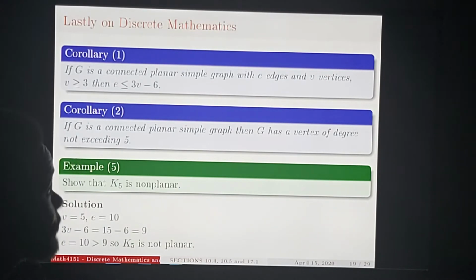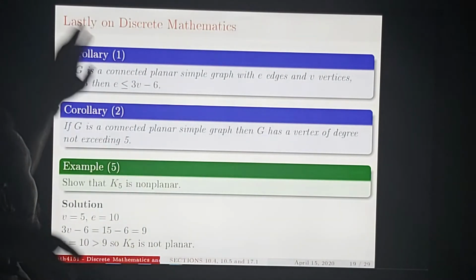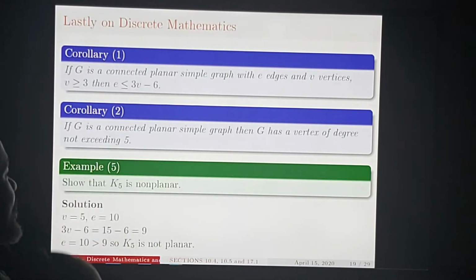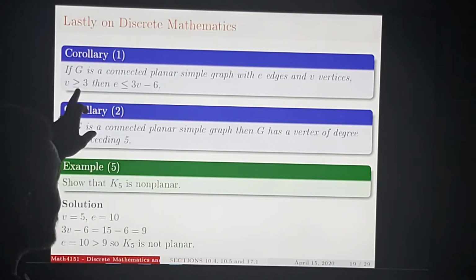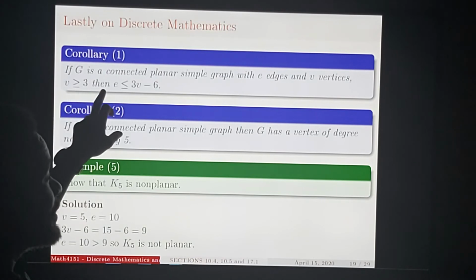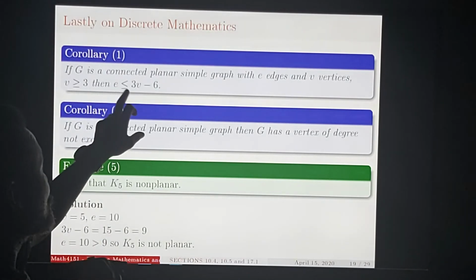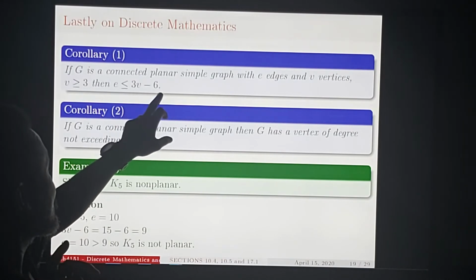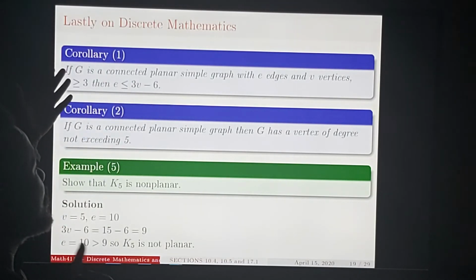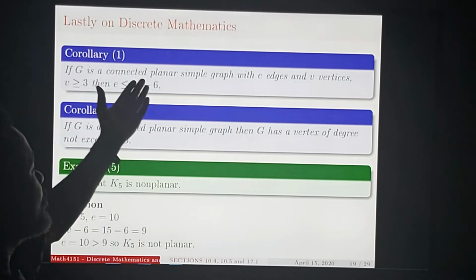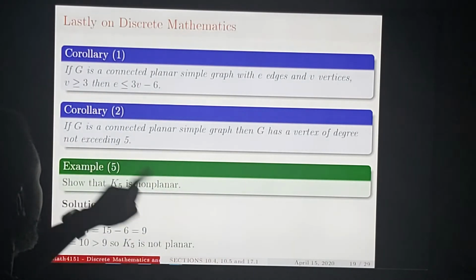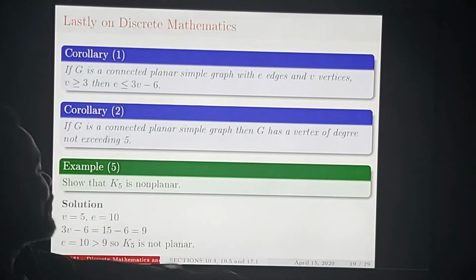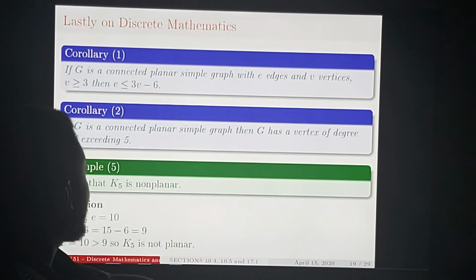What does it say? Let me see. Well, that's a tutorial problem. It says that if G is a connected planar simple graph with E edges and V vertices, and V is greater than or equal to 3, then E is less than or equal to 3V minus 6. This is to tell whether a graph G is planar. If this is not satisfied, the graph is not planar. That's one criterion, the last one we're finishing with. And then, if G is a connected planar simple graph, then G has a vertex of degree not exceeding 5.